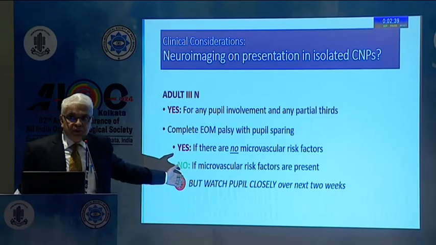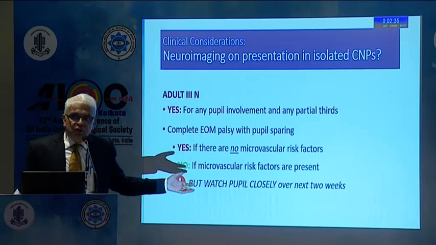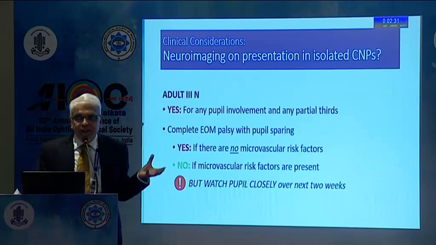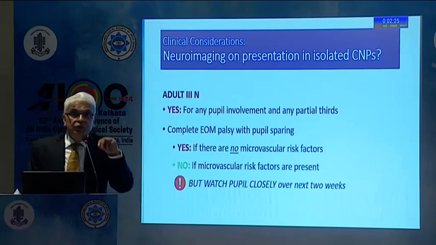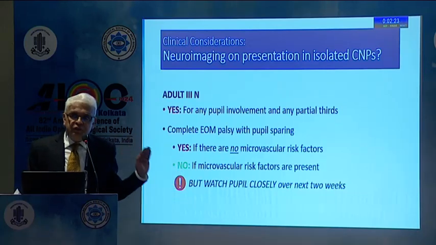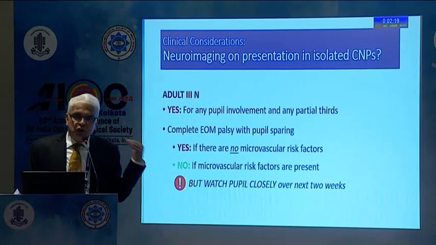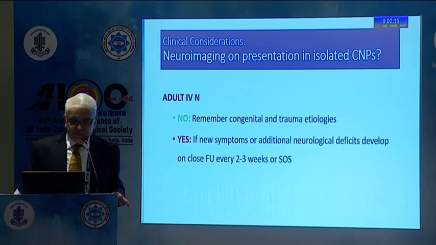But what you can do is maybe call this patient every 3 days or every 4 days and just keep a close watch on the pupil over the next few weeks. Generally, a pupil-sparing aneurysmal third nerve palsy will turn pupil involved over 14 days or so. So it's good practice, even if you think it's a diabetic third nerve palsy, to follow these patients carefully until they improve. Once they start improving, it's a different situation.